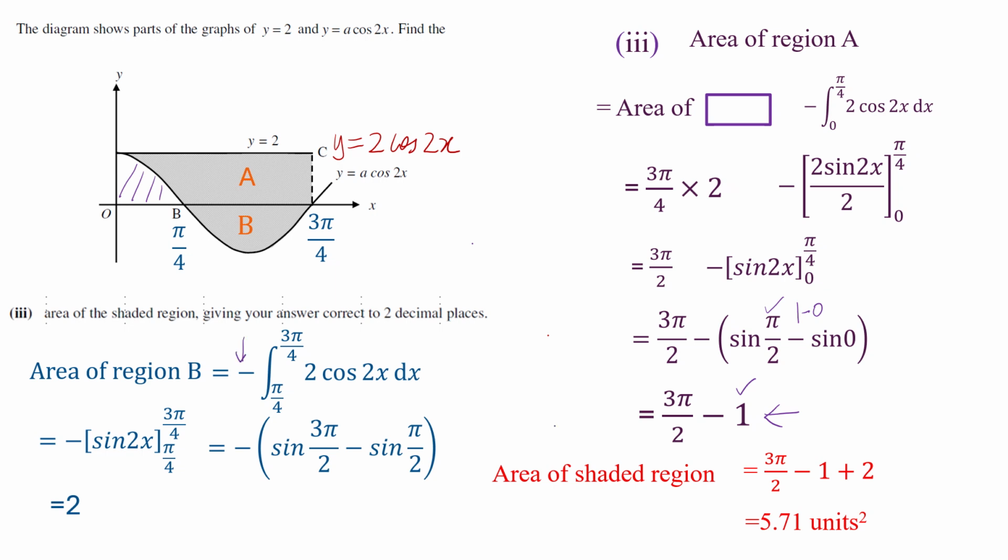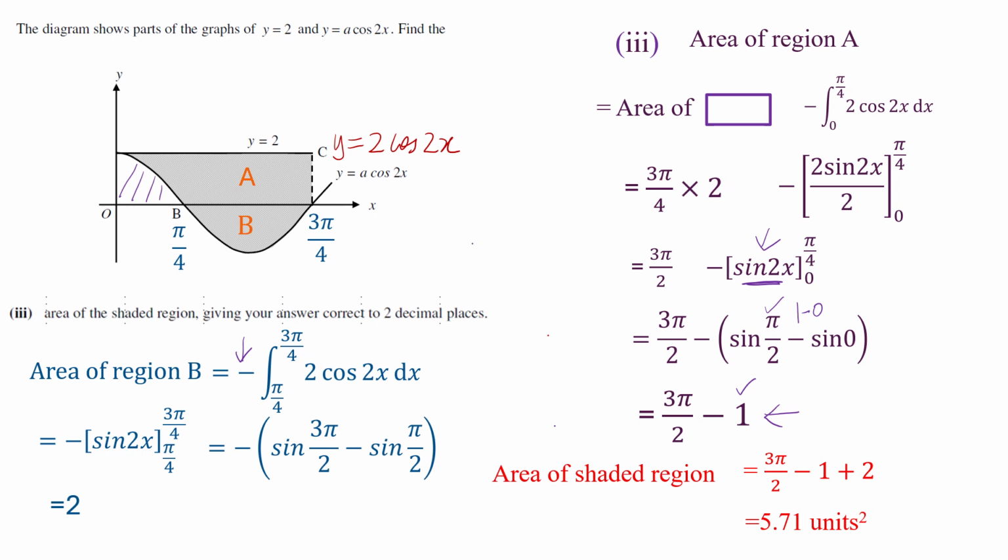Now, the area of region B is a bit tricky because it's below the x-axis. We need a negative, because when you integrate something that's below the x-axis, we get a negative answer. But area cannot be a negative answer, so I need to multiply with the negative so that I can get a positive answer for area. Okay, right. So I need to integrate 2 cos 2x, which equals sine 2x here. I've already done it earlier.